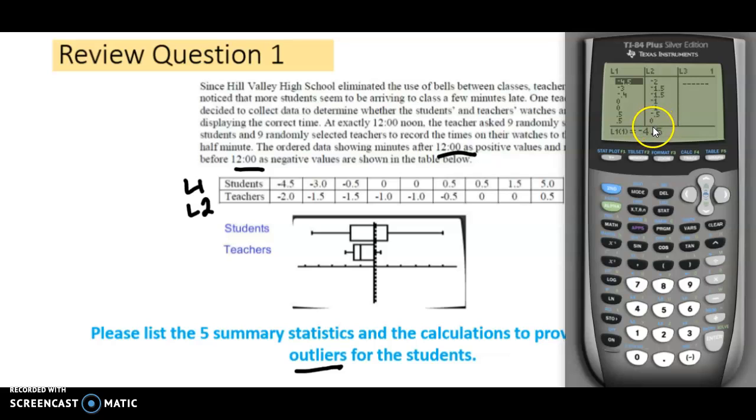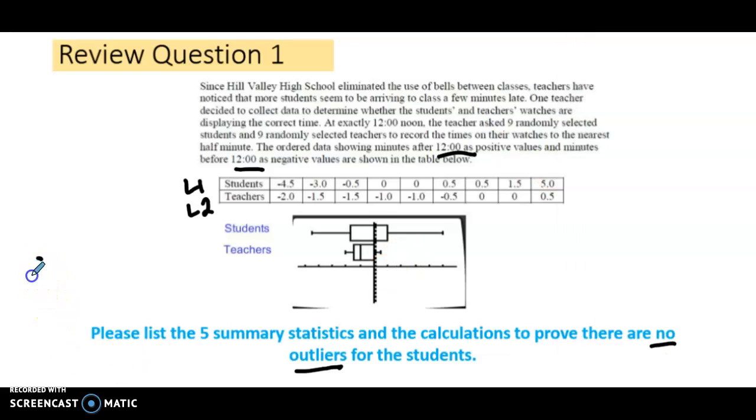Now, we want the 5 summary statistics. So remember, those 5 summary statistics are going to be your quartile 1, your median, your quartile 3, your min, and your max. And your graphing calculator will give you all of that information.